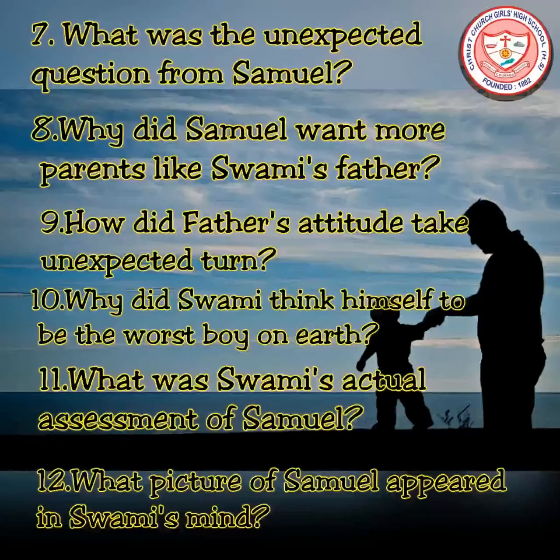Question number 7. What was the unexpected question from Samuel? Number 8. Why did Samuel want more parents like Swami's father? Number 9. How did father's attitude take an unexpected turn?